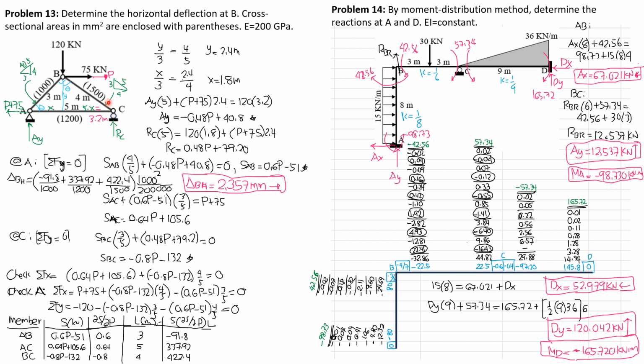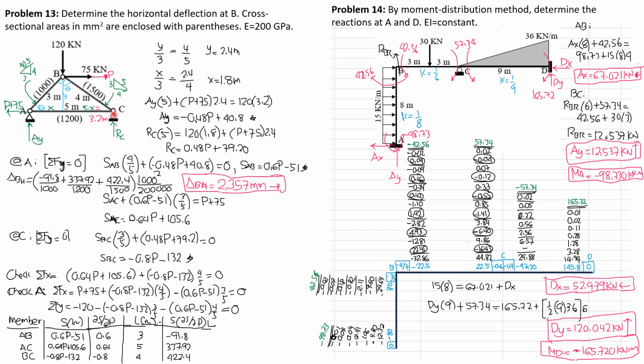Then we proceed to joint C. Summation forces vertical equals 0. Vertical component of SBC is SBC times 3 fifths. Summation forces y, then plus R sub C, which is 0.48P plus 79.2, equals 0. Simplifying, SBC is negative 0.8P minus 132. So we already found all these three members.